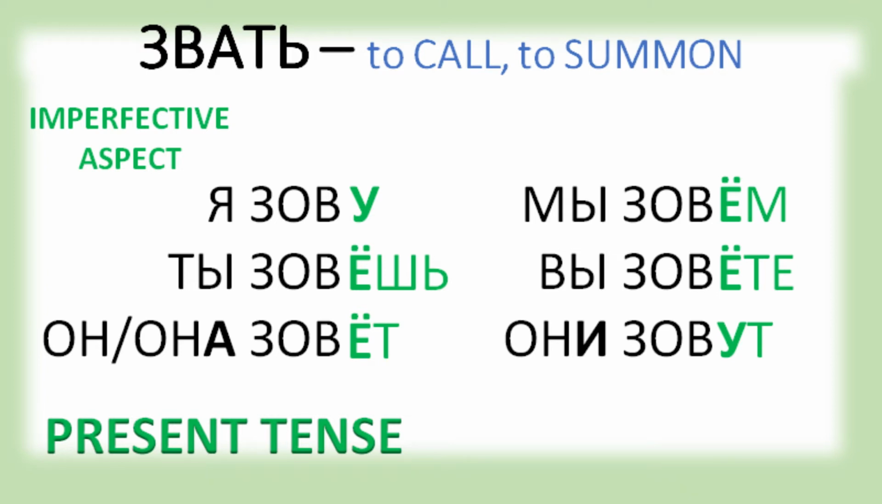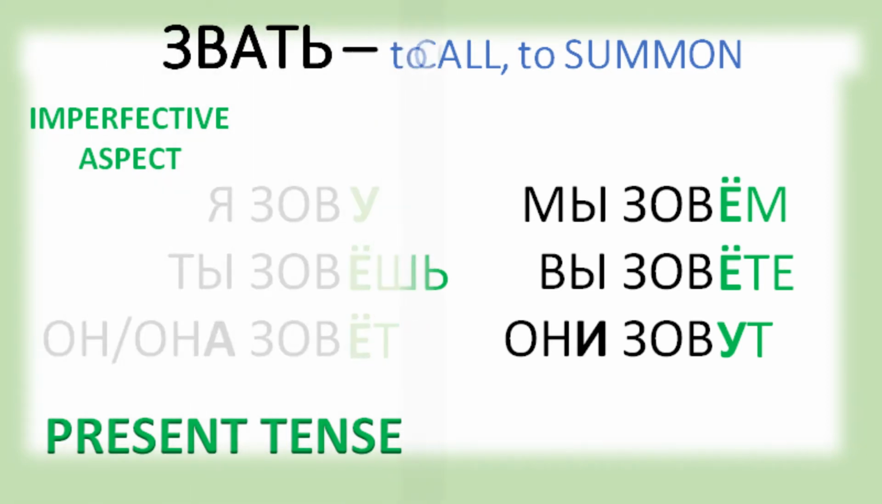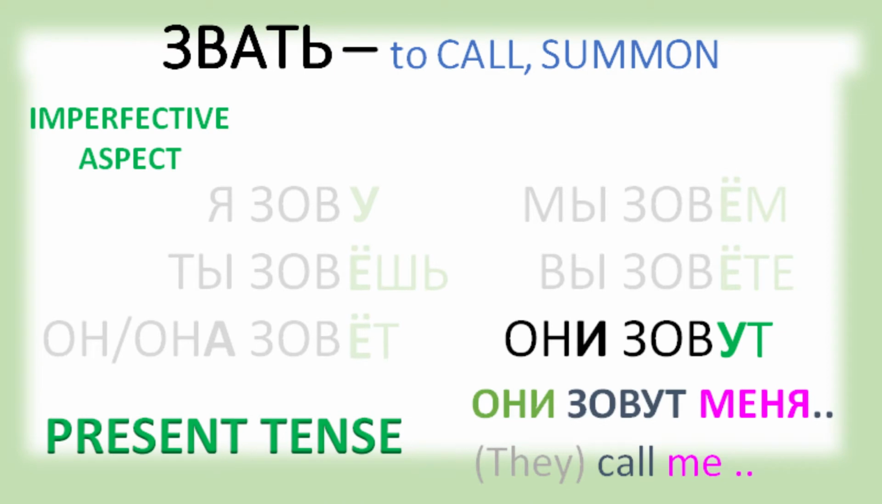Conjugation of the verb звать. I call is я зову, you call is ты зовешь, he or she calls is он зовет, она зовет, we call is мы зовем, you call is вы зовете, they call is они зовут. Они зовут меня. They call me.